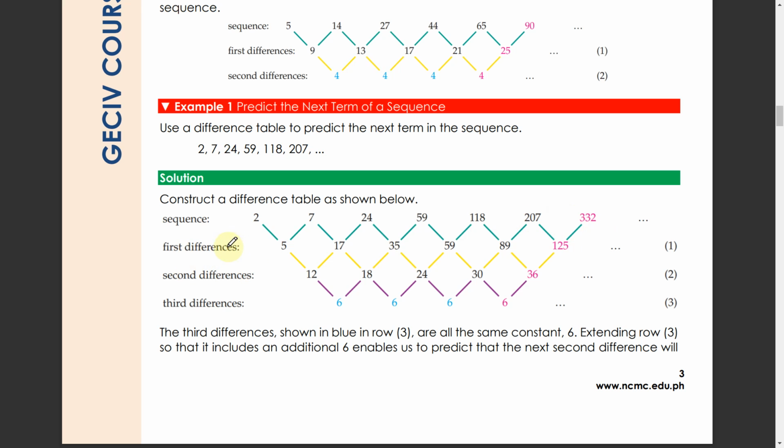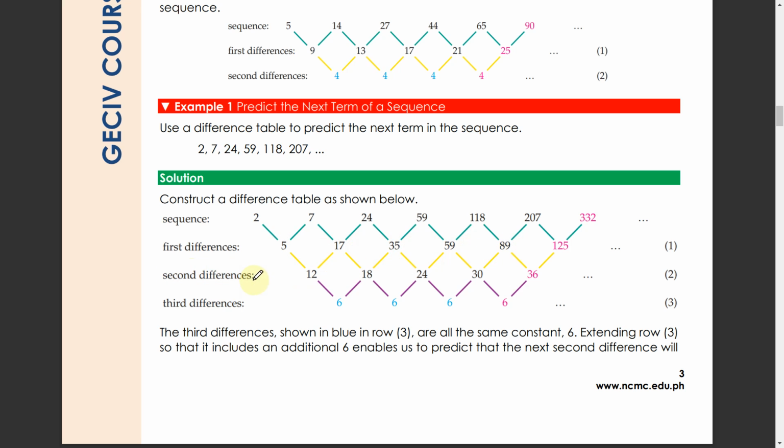Next is we take its difference, no? I-subtract lang nato si 7 ni 2, so that is 5. 24 minus 7, that is 17. 59 minus 24, that is 35. 118 minus 59, so that is 59. 207 minus 118, that is 89. So sa atong first difference, ma-observe nato nga dili pa man sila parehas, no? Dili pa parehas ang atong answer.